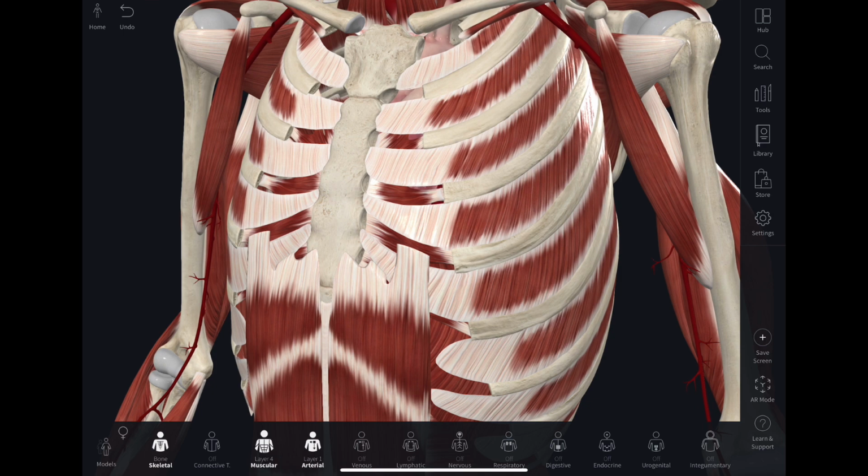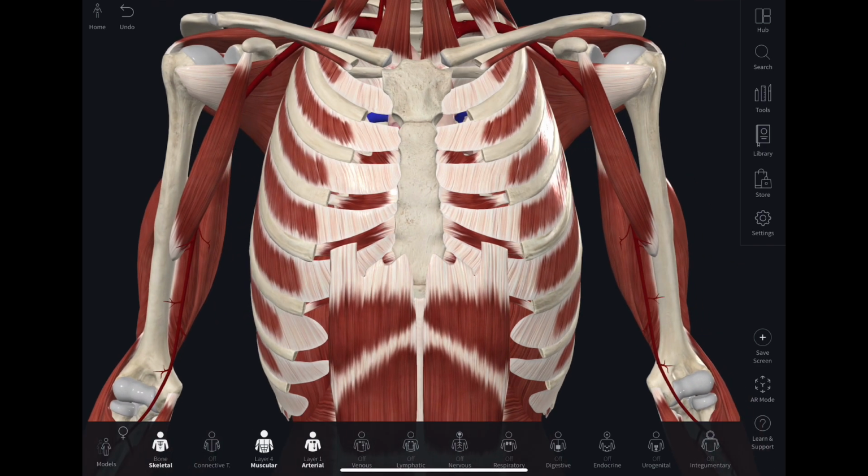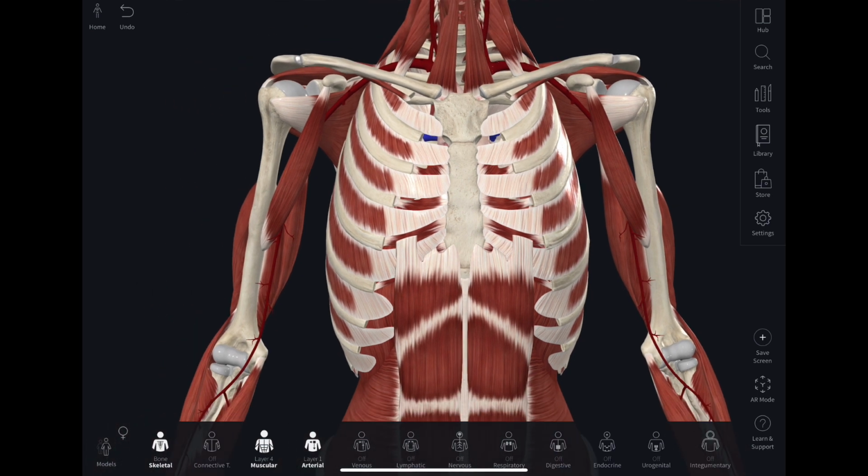Also, a little tip that I use to differentiate between the internal and external intercostals would be to remember that the I in internal intercostal means that it assists in pulling in the ribs. Also, the E in external intercostal allows the ribs to expand. So I for internal and E for external.